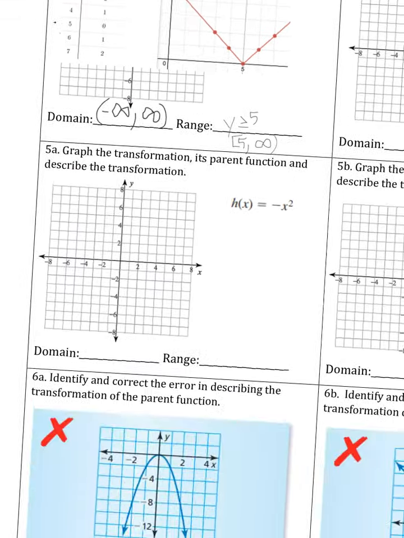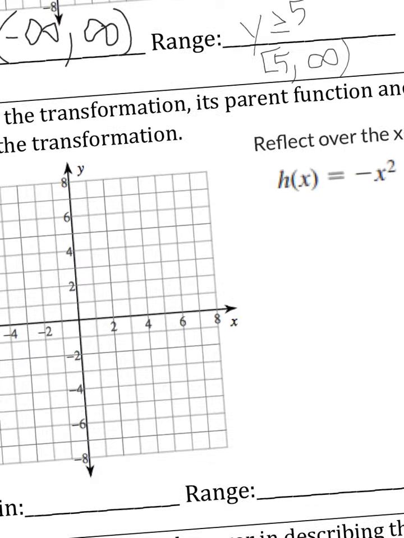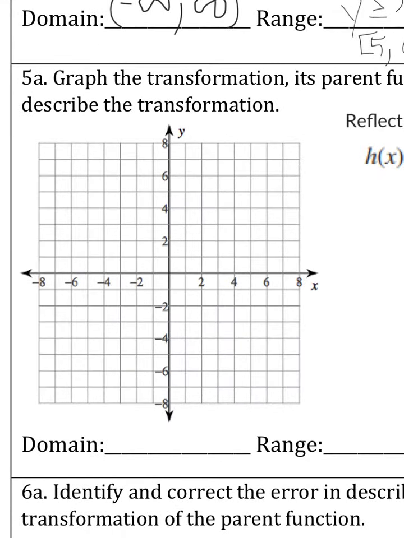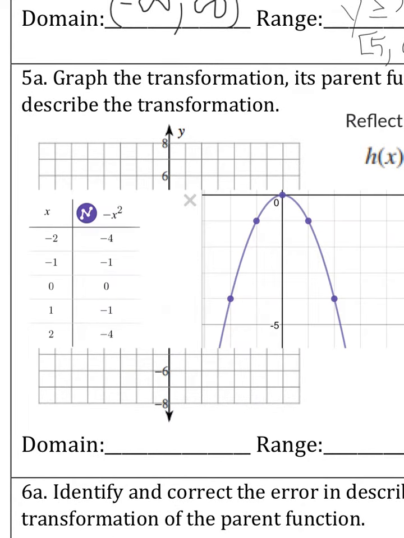This is a quadratic function, -x squared. So that -x squared is going to make it reflect over the x-axis. All right, so it's reflecting over the x-axis. How do I know that for sure? Let's look at the graph. Looking at the graph, you can see that it is opening down. It's going into the negative part of the y-axis.